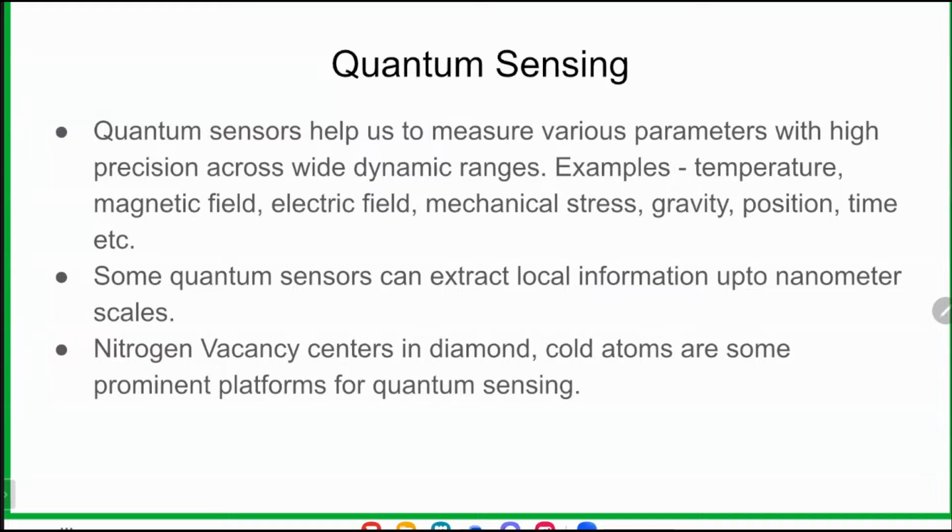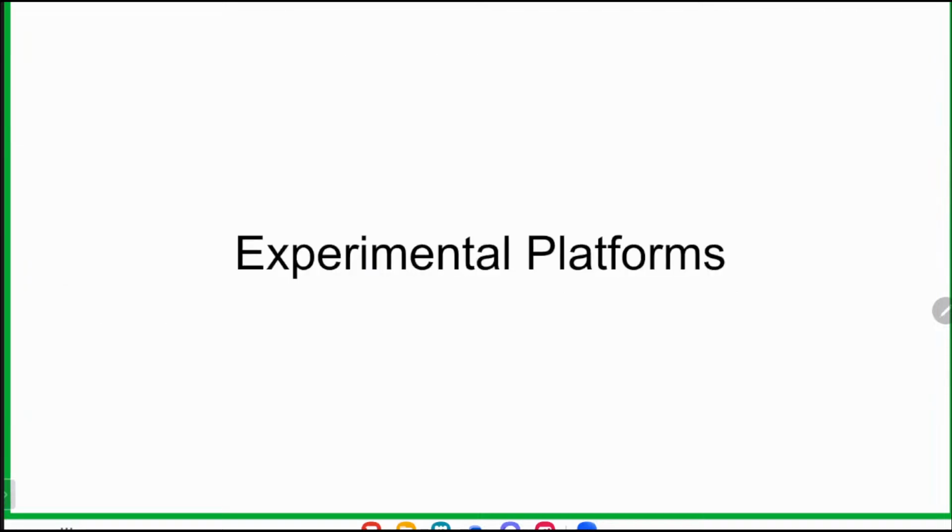And not only magnetic field, temperature, electric field, mechanical stress, these are some of the things that can be measured very accurately, for example, by an NV center sensor. We also have cold atom sensors, which can give you gravity, position, time. These things they can measure very accurately. So yeah, that's quantum sensing.